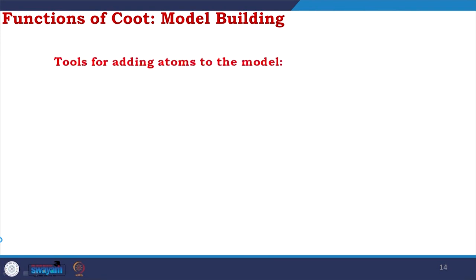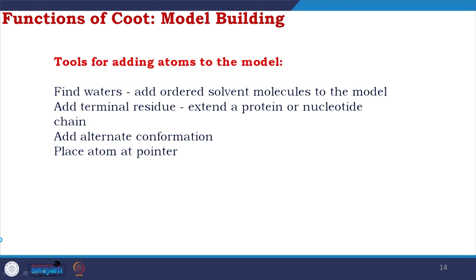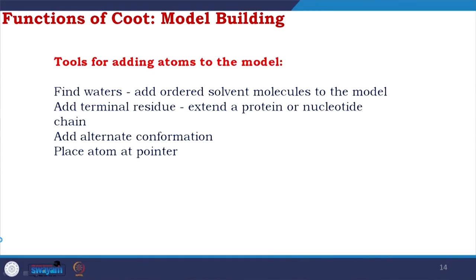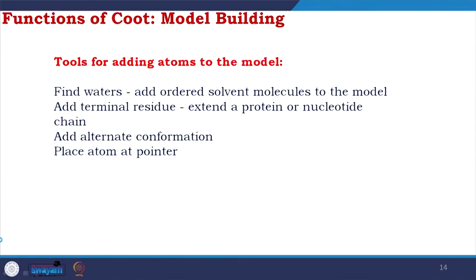Then there are tools for adding atoms to the model, find waters, because you have the electron density map and the waters are represented like a spherical blob. So, you get it, you put water there. When you want to extend the chain, you use add terminal residue, add alternate conformation when you see that there is existence of 2 or more conformations, and place atom at pointer. I will show you all of them when I go to the demonstration part.